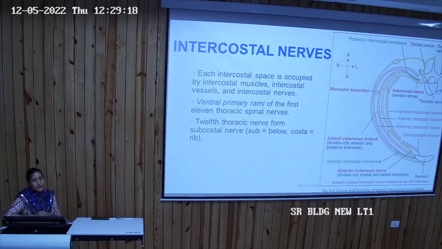When we were discussing the upper limb, we told you that the ventral rami of the nerves give the motor supply to the muscles. Similarly here in the thoracic region, the ventral rami of T1 to T12 give motor nerve supply to the thoracic wall. Intercostal nerves are the ventral primary rami of the first 11 thoracic spinal nerves. The 12th nerve becomes the subcostal nerve. The ventral ramus of T12 is called the subcostal nerve.